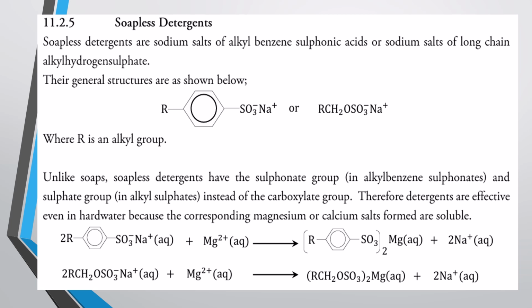So now that was the coverage of soaps as detergents. So let's look at soapless detergents, and this is going to involve the ones that are in powder format, mainly Magic, Omo, together with any other form of reagents you have ever used, together with Nomi. So soapless detergents, by definition, are sodium salts of alkyl benzene sulfonic acids, or sodium salts of long chain alkyl hydrogen sulfate compounds.